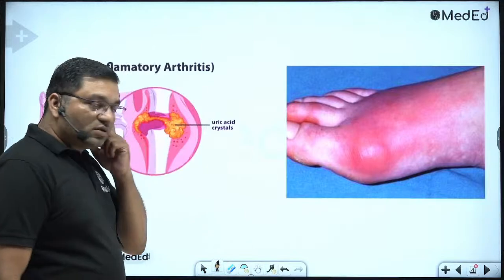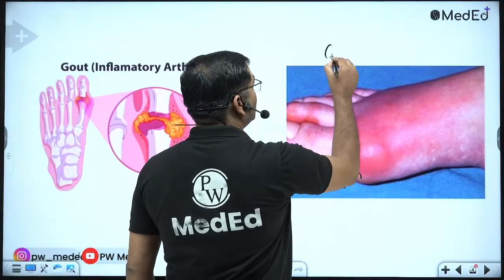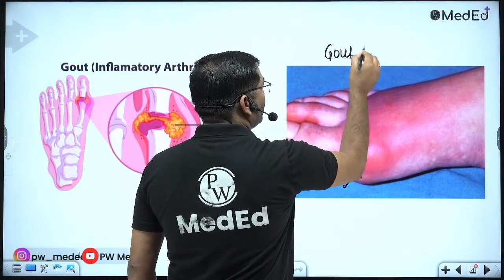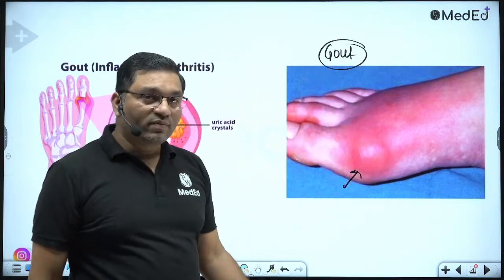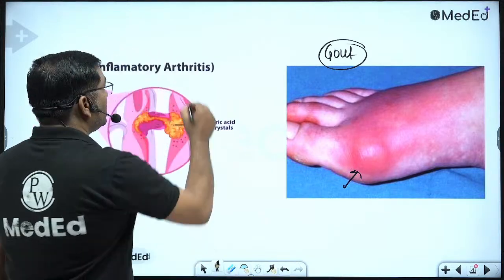So this is an image of gout which involves the first metatarsophalangeal joint. Gout, the first metatarsophalangeal joint is most commonly involved in gout. So in the treatment of gout we give the drug allopurinol.